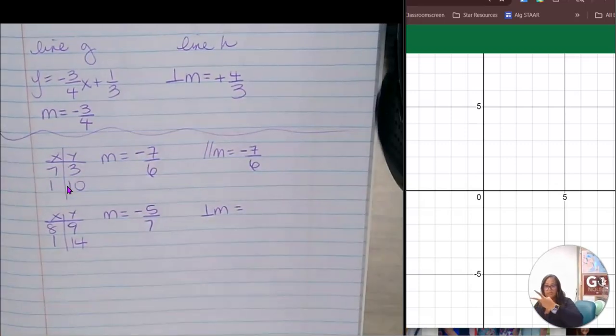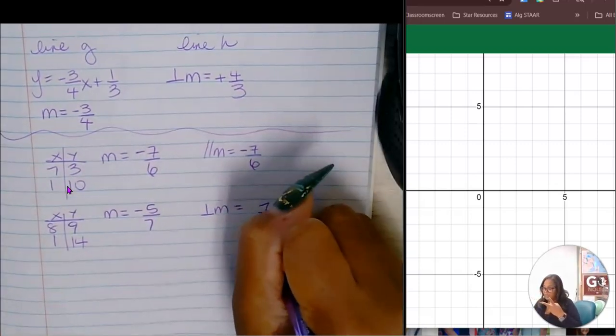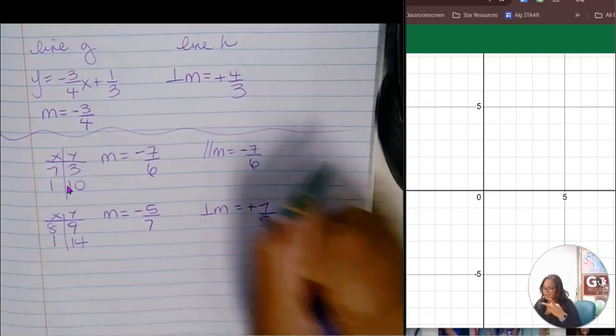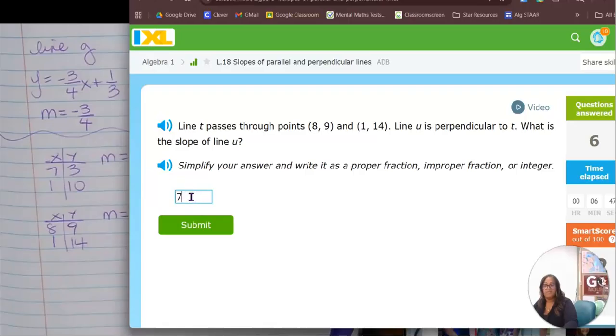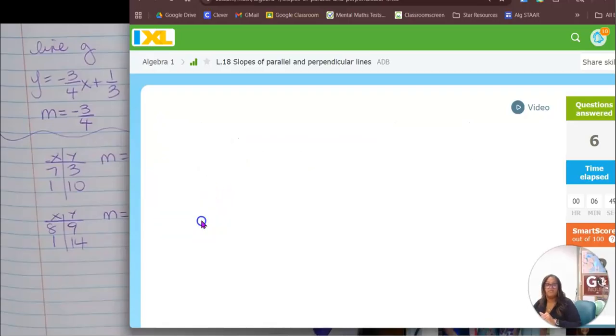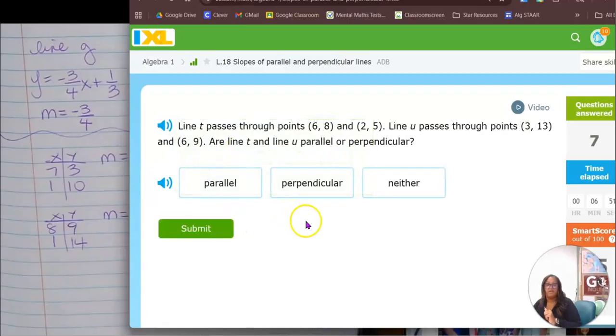So I'm going to flip it and make it its opposite of negative, and now it's positive 7/5. That should get me where I need to go.